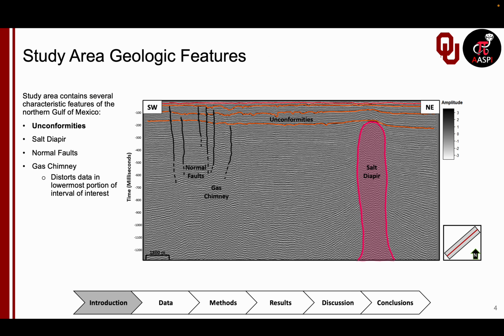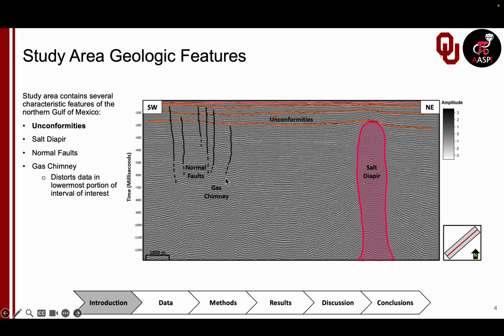Within our study area, this is the first seismic inline I'm going to show. We have many characteristic features of the northern Gulf of Mexico. Most importantly, up top here in our shallowest, about 200 milliseconds, we have a bunch of unconformities. And then the elephant in the room is over here in the northeastern portion. We have this big salt diapir here. And then, of course, we have a bunch of normal faults over here in the southwest portion, by which we also have a pretty large gas chimney here.